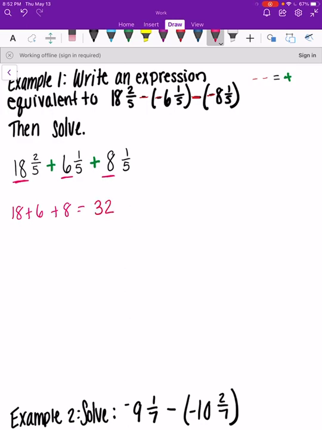So I'm going to say equals, and then I want to add my fractions. And they all have the same denominator, so it makes it a little bit easier. But I have 2/5 plus 1/5 plus 1/5. And since they all have the same denominator, we just add the numerators. So 2 plus 1 plus 1 is 4. So my answer is 32 4/5.